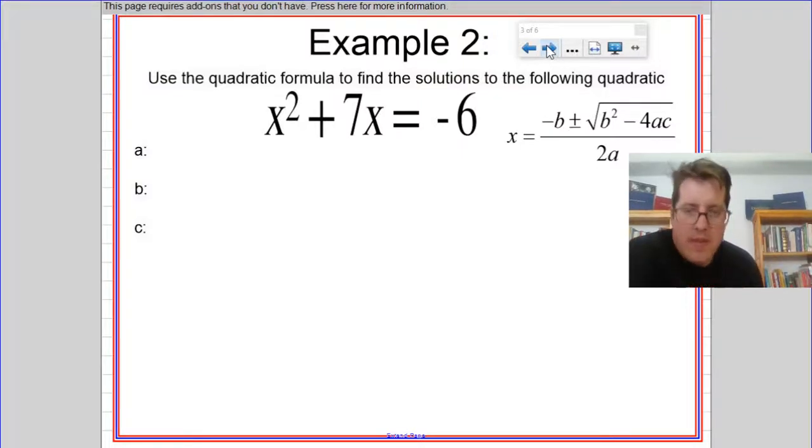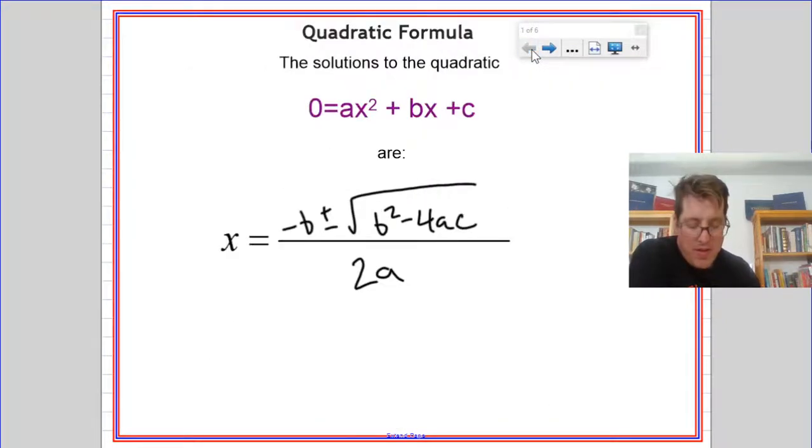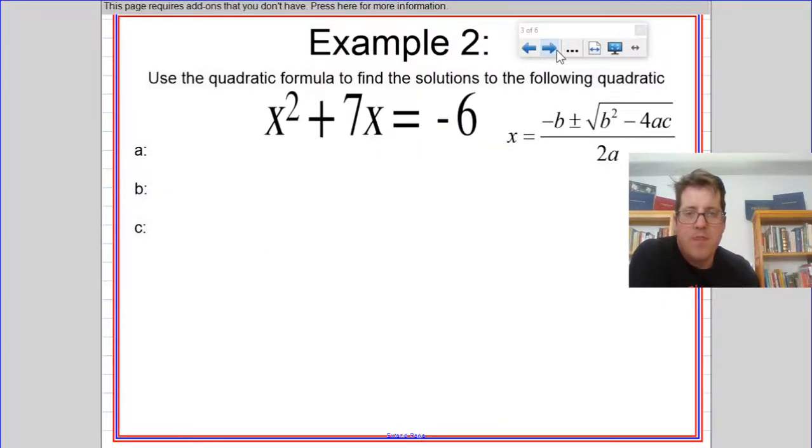All right, so let's take a look at another example. I've got x squared plus 7x equals negative 6. Here's the problem. When I look back at the original page, and I'm not talking about the formula, I'm talking about the original setup, it says you have to have a 0 in your equation and everything else on one side. So I'm going to add 6 to both sides. And I'm going to get x squared plus 7x plus 6 equals 0. Now I can use the quadratic formula. I've got 1, 7, and 6 as my values.